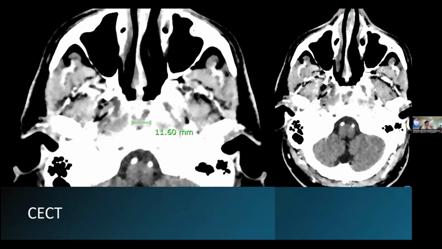This is a contrast CT as well. Look at the central lesion in the contrast CT. This shows you a core that is basically non-enhancing.